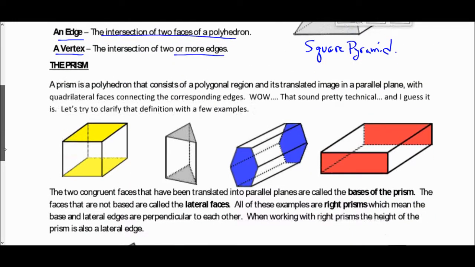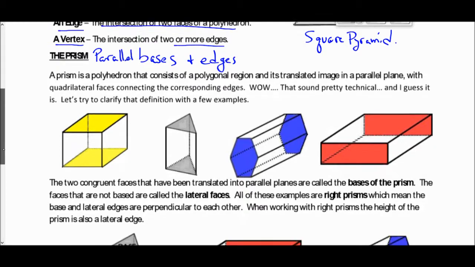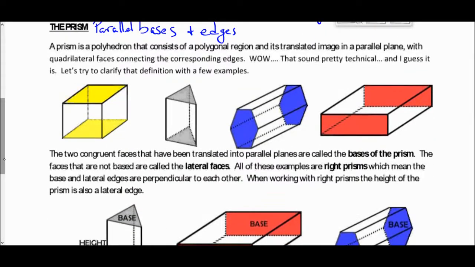Let's move on to another solid called the prism. You've looked at these before. Prisms have two bases, all right? And the bases in a prism are parallel, so it has parallel bases and parallel edges. So to identify what the base of a prism is, you look at the two sides that are parallel. We could think of the bases as being translated from one to the other.